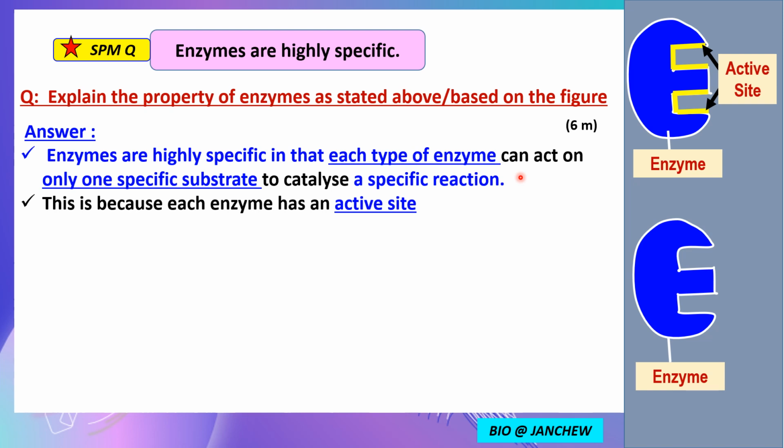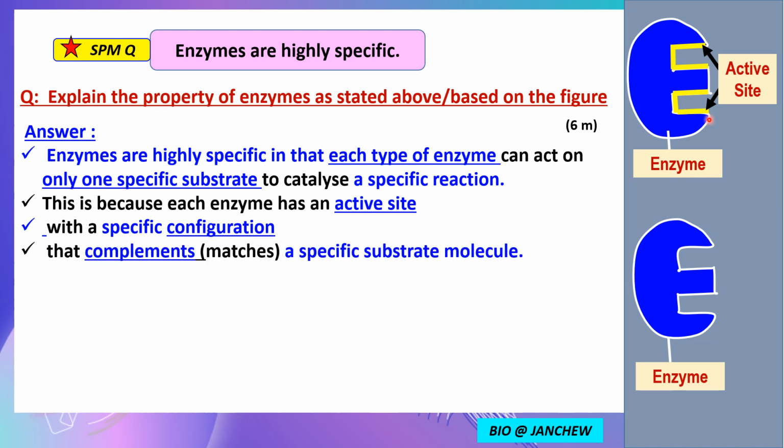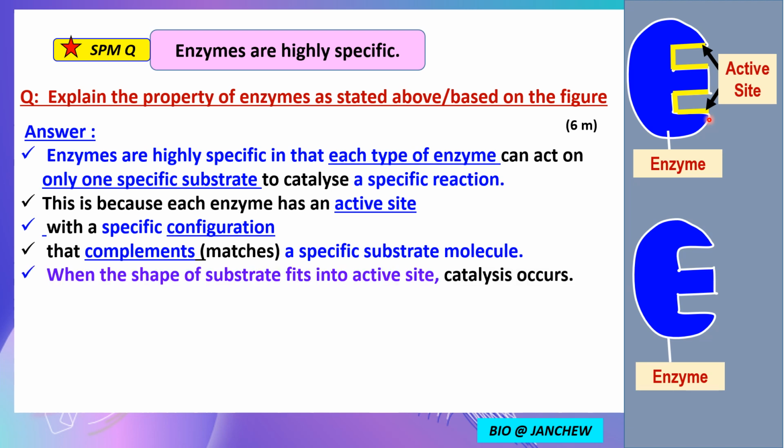This is because each enzyme has an active site with a specific configuration. For example, as shown here, the yellow part is the active site with a specific shape or configuration that complements or matches a specific substrate molecule. Substrate molecules also have different shapes. So when the shape of the substrate fits into the active site, catalysis occurs.